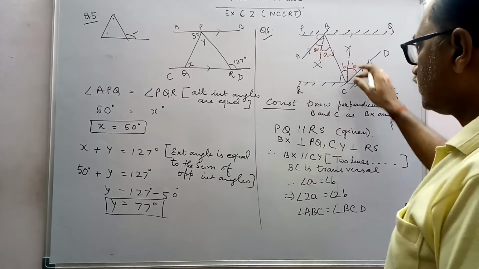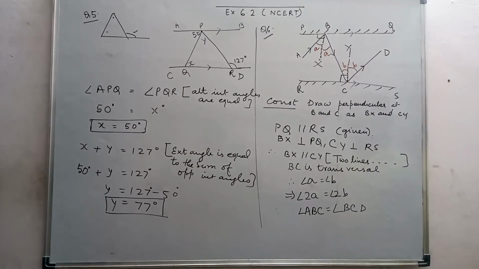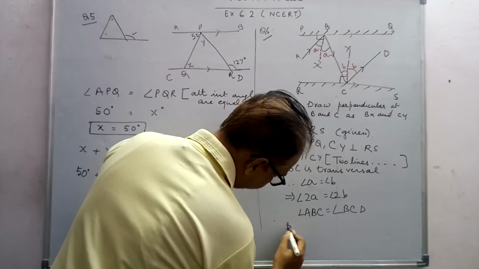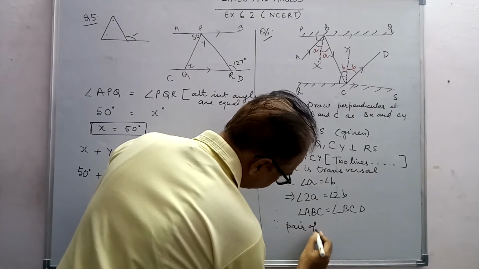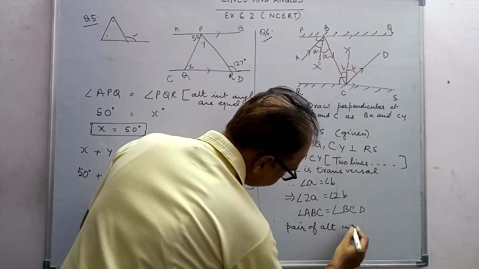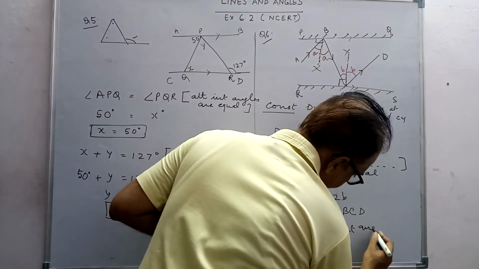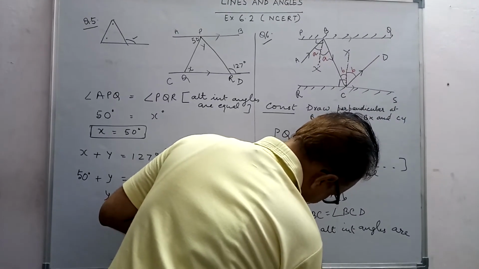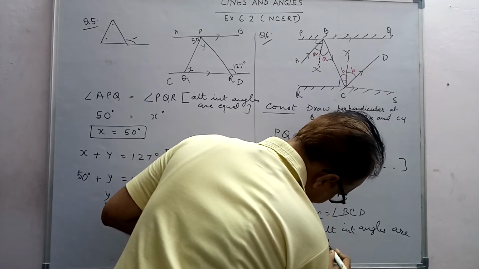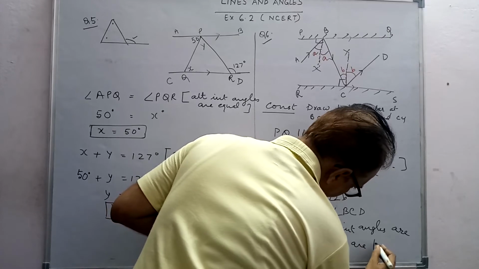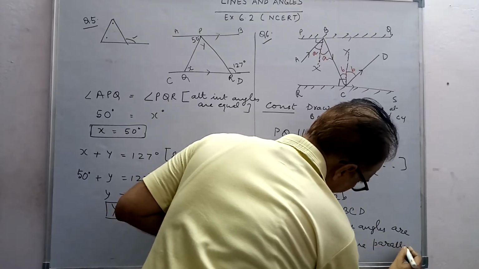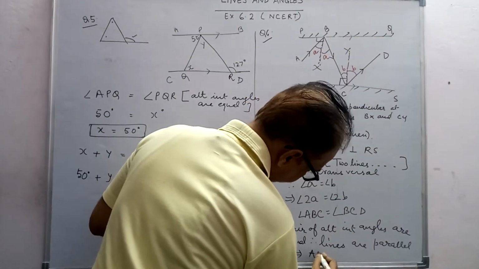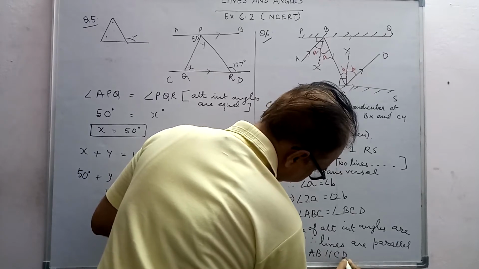So this angle and this angle both are equal. And which type of angles are they? These are also alternate angles. Since a pair of alternate interior angles are equal, therefore the lines are parallel. So what do you conclude? That AB is parallel to CD. Hence proved.